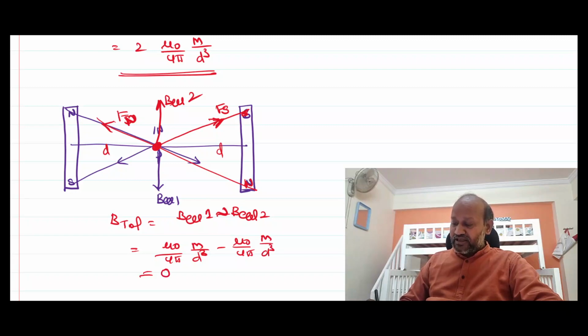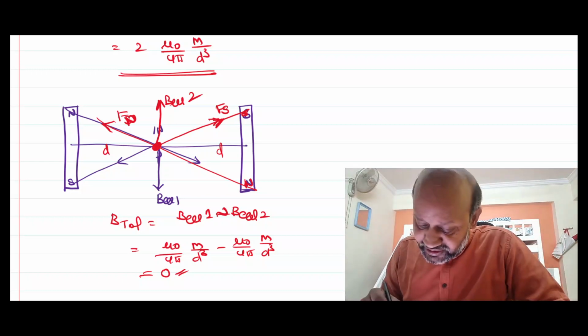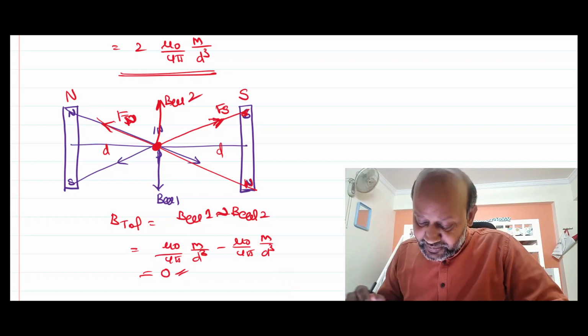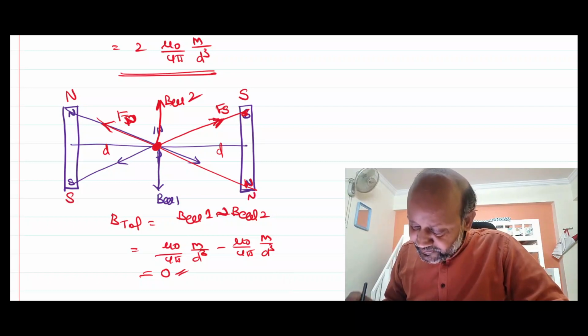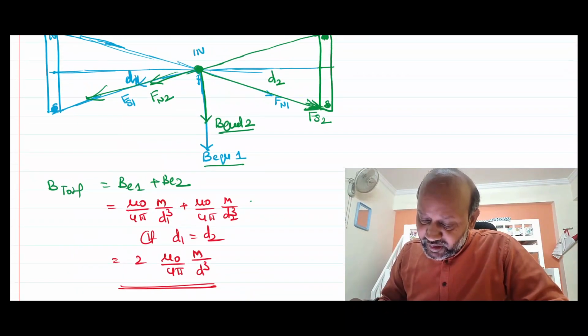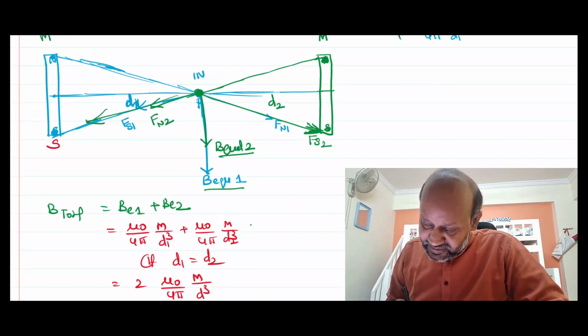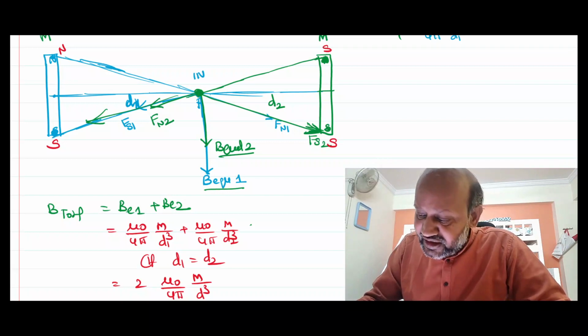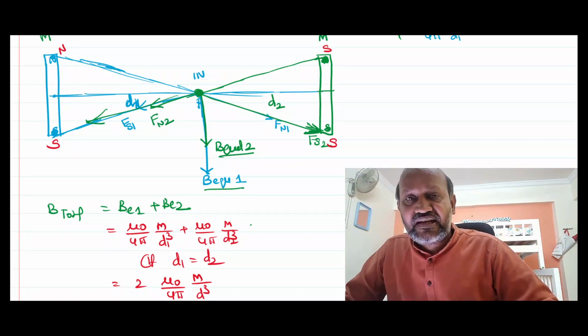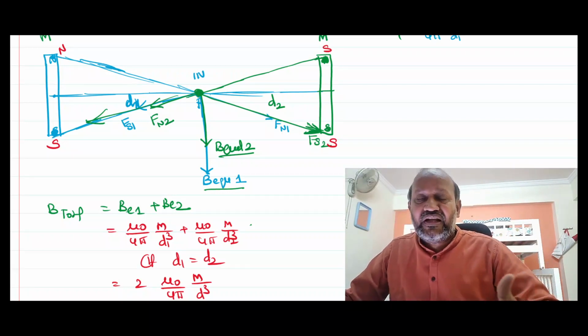So if you want to get a null point, the thing you need to know is that opposite poles shall be facing each other. And if you don't want a null point in a problem, similar poles should be facing each other. I just want you to understand how you handle directions, because you are handling vectors. That's it. Thank you for watching.